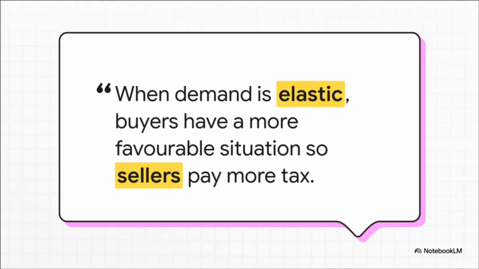And the logic here is the exact opposite of our first case. Because demand is elastic, the power is in the hands of the buyers. If a producer tries to pass the tax on by raising the price too much, consumers will just switch to a different brand. So sellers are forced to absorb, to eat most of the tax themselves to avoid losing all their customers. This time, the sellers pay more.